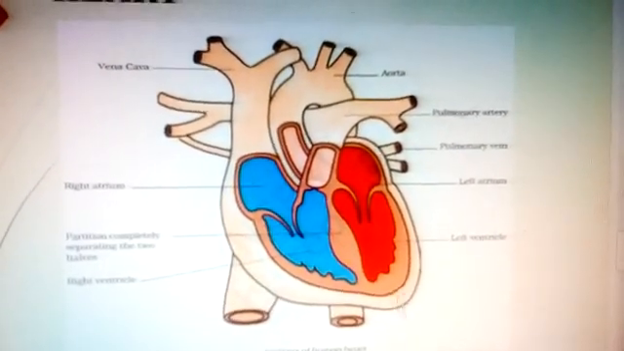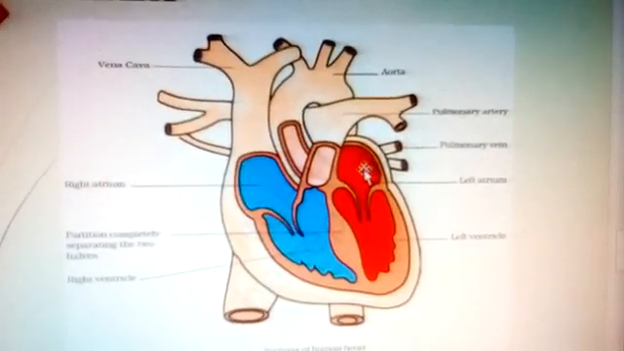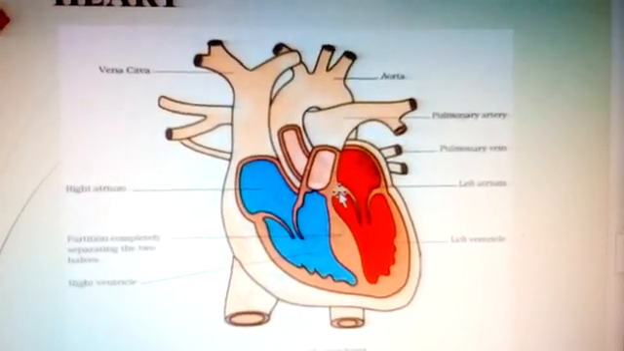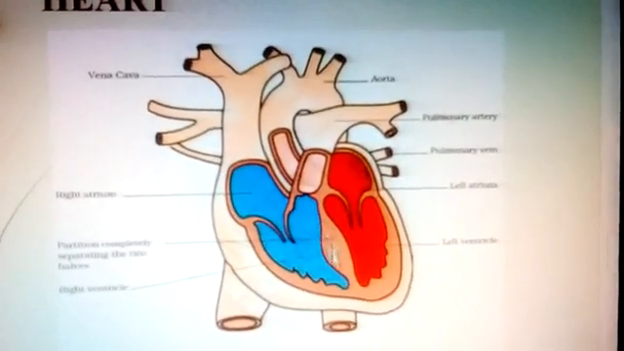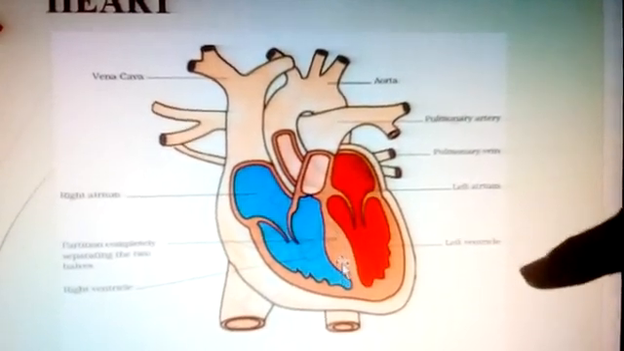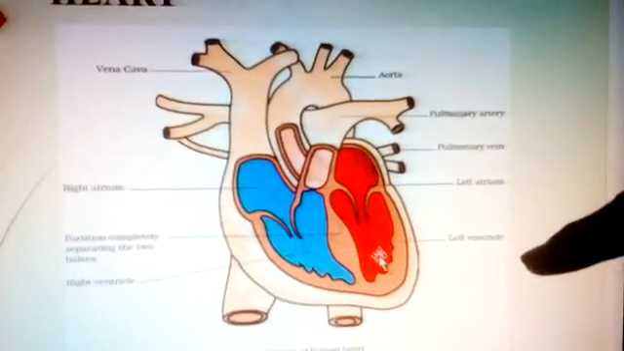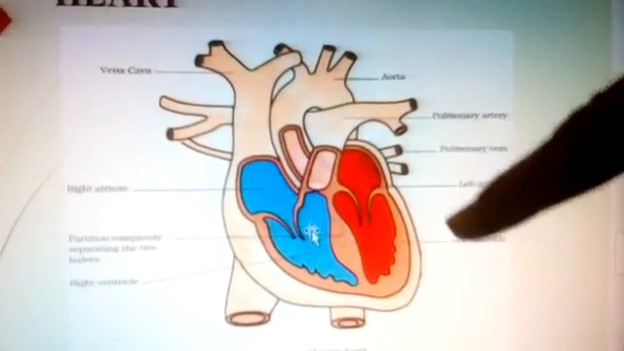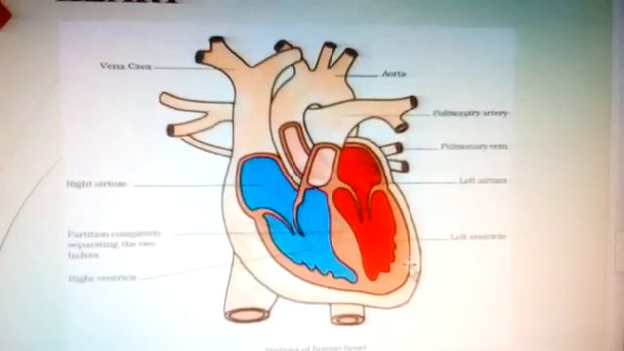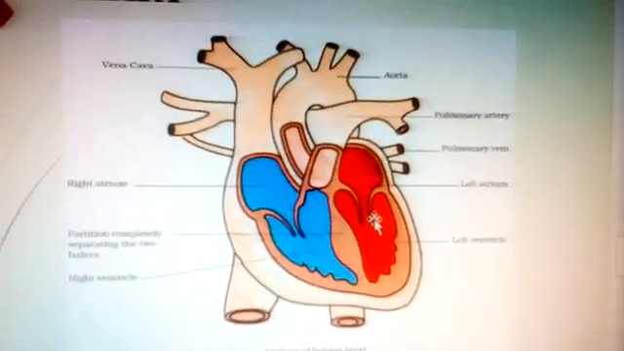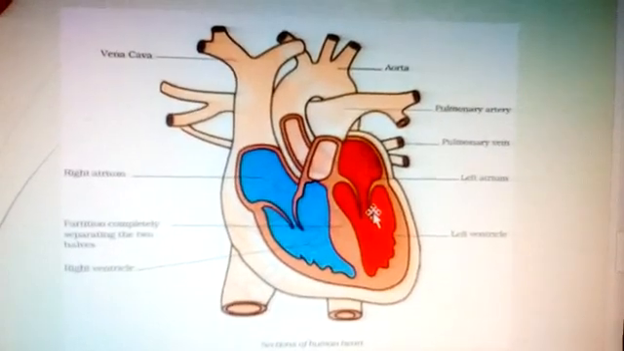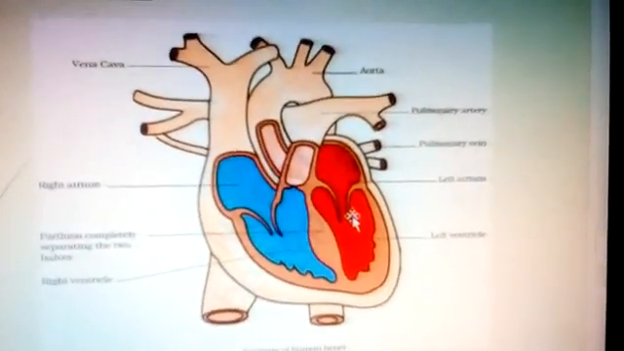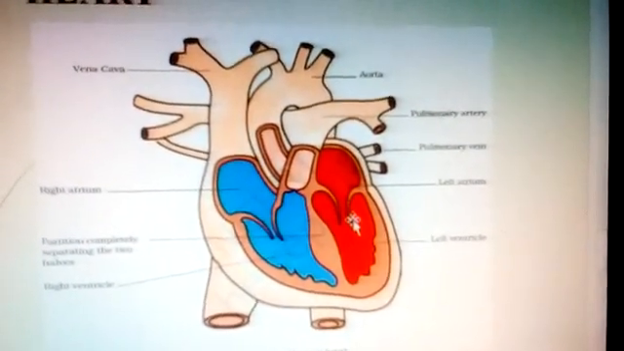And the partition between the chambers helps to avoid mixing up of blood rich in oxygen with the blood rich in carbon dioxide. And this is called the left ventricle, and that side is called the right ventricle. See, there are valves in between the upper and lower chambers to avoid a mixing up of blood rich in oxygen with blood rich in carbon dioxide.